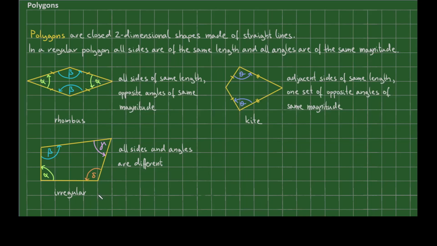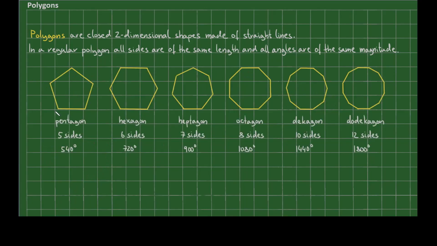Before I bring this fantastic journey to an end, let me explore a few more of the regular polygons. Here we have a pentagon, a hexagon, a heptagon, an octagon, a decagon, and a dodecagon. In case you're wondering what happened to the 9-sided nonagon, well, 7, 8, 9.